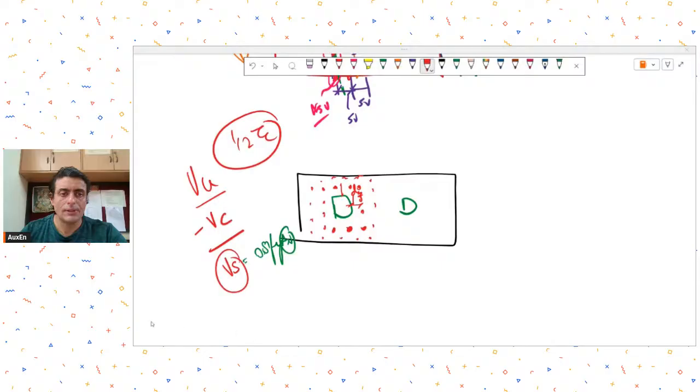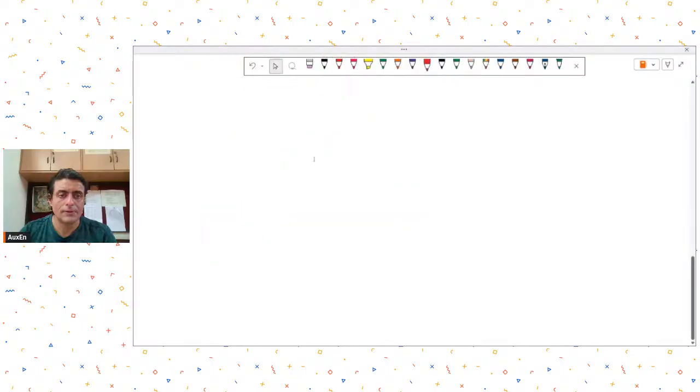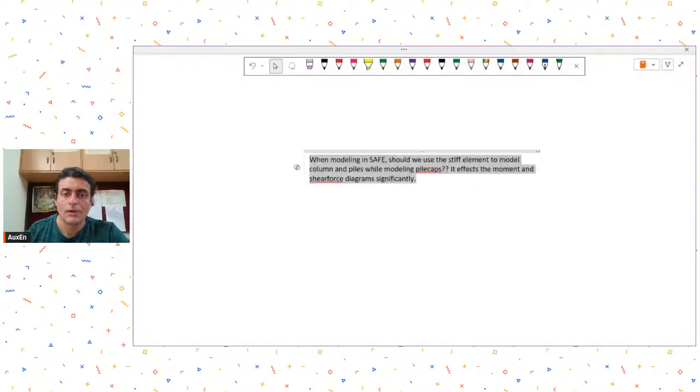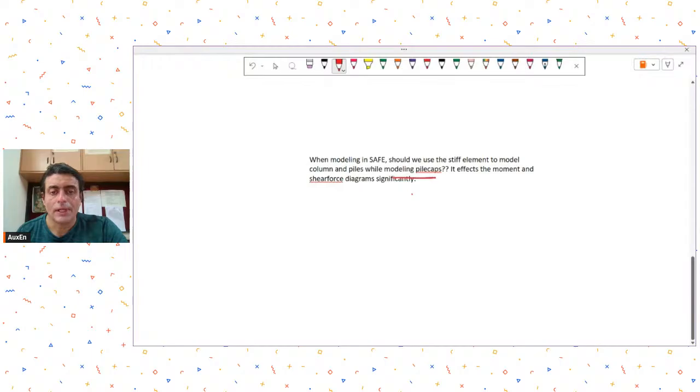The next question is from engineer Rohit Kashyap. He is a working professional from Guwahati, and he is asking, when modeling in SAFE, should we use the stiff element to model columns and piles while modeling pile caps? It affects the moments and shear force diagram significantly.